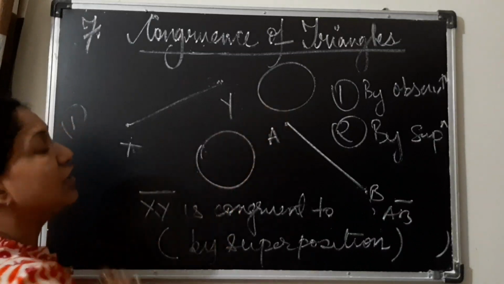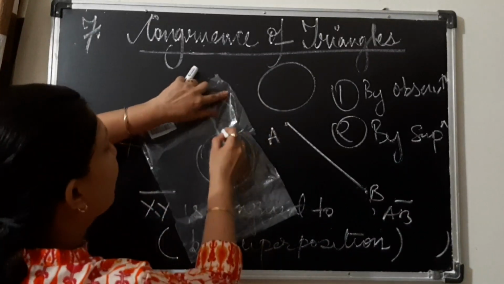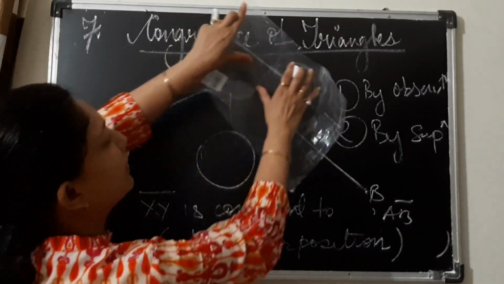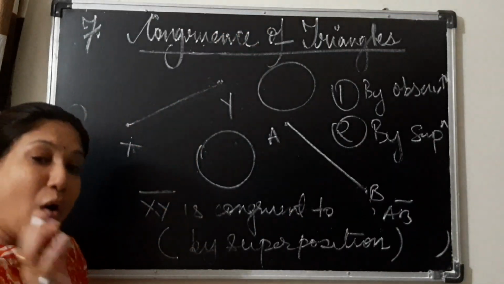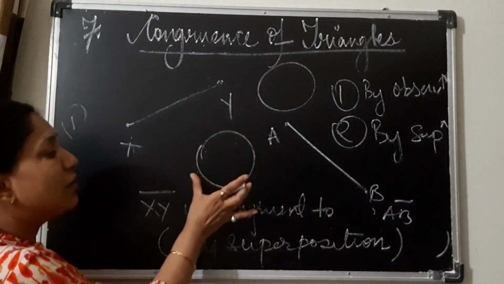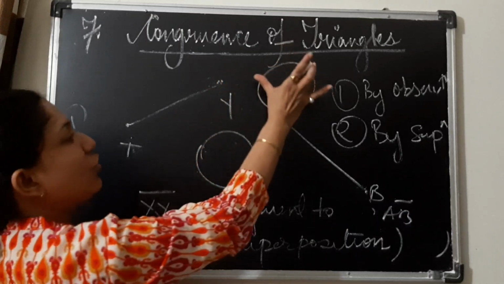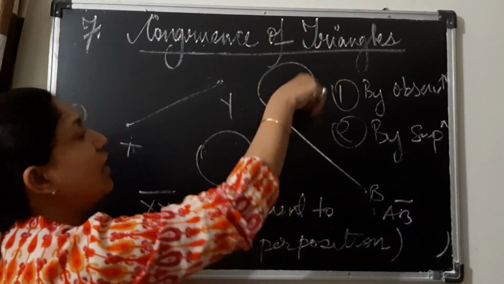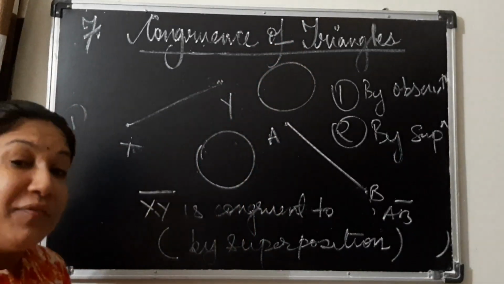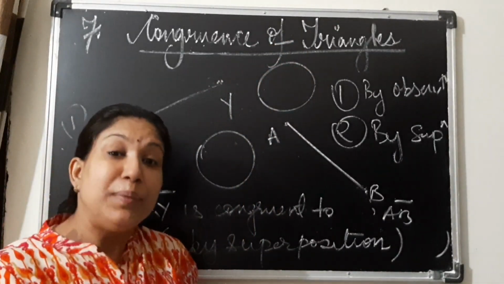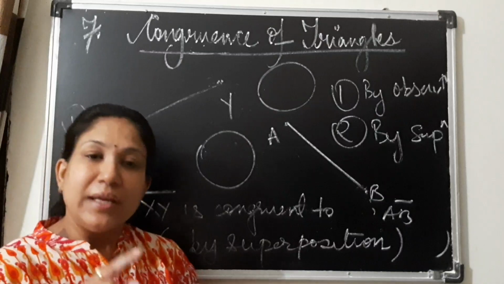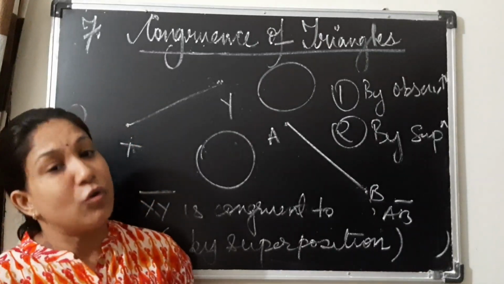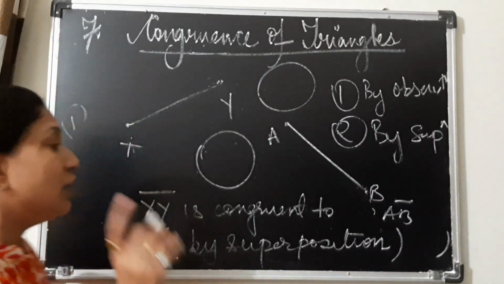The same circles. So I can do it by taking a trace copy of this circle and placing it over the other one, or you can cut the figure and place it over the other. And when you place it, then you see, is it completely over the other object? If it is exactly and completely over the object, in that case you can say they are congruent. This also you will do both ways.